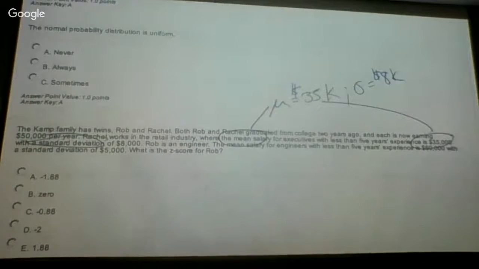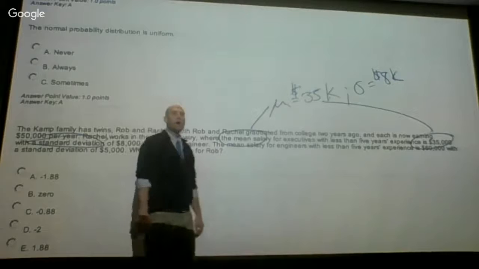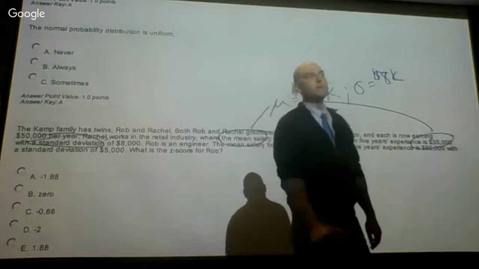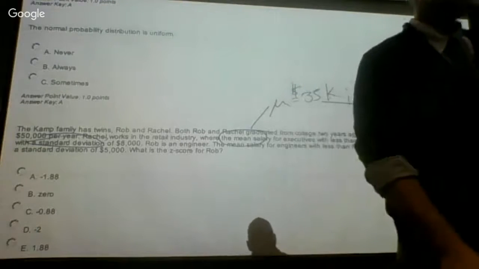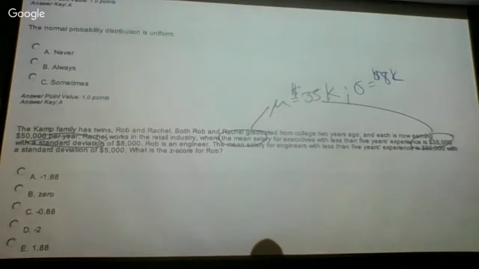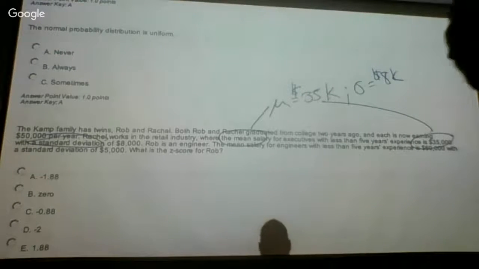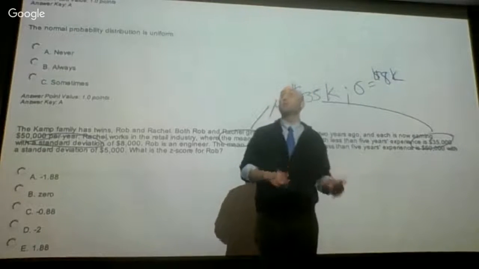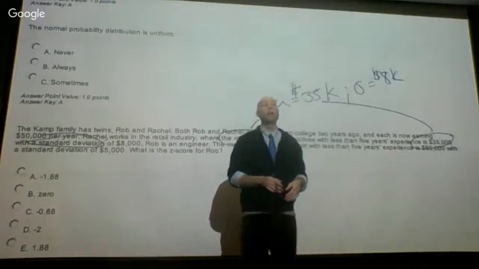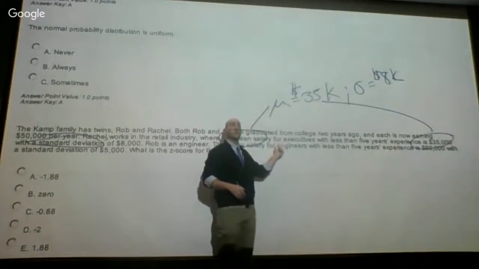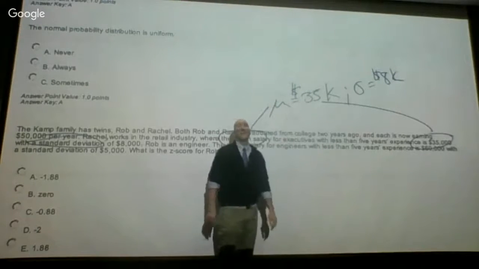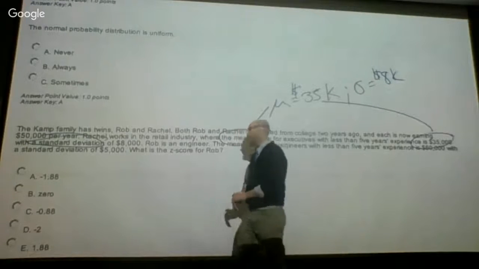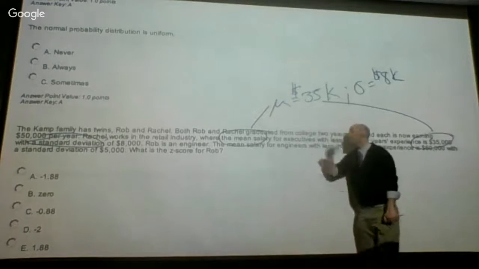But we also have Rob. Rob is an engineer. Rachel works in the retail industry. What is Rob's raw score? What is Rob's salary, his raw score? Drew? 50K. What's Rachel's raw score? 50K. They both have the same raw score. They both make the same amount of money. But in one context, Rachel's context, the average is 35K. In Rob's context of being an engineer, what's the mean salary?